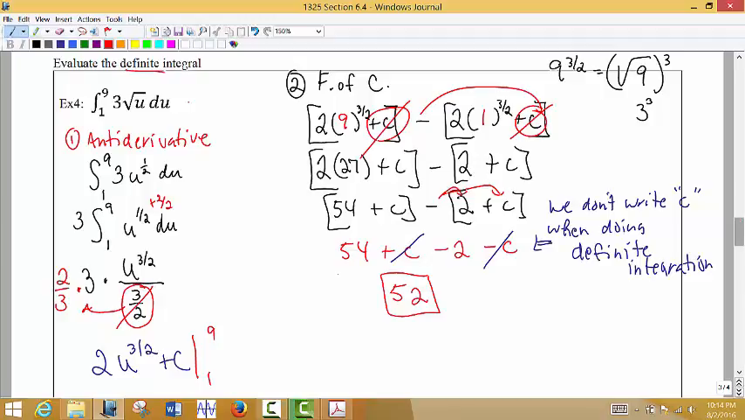All right, so the area that we found there, 52.